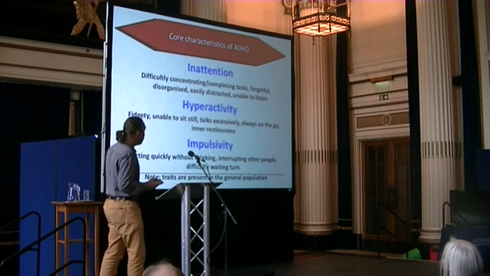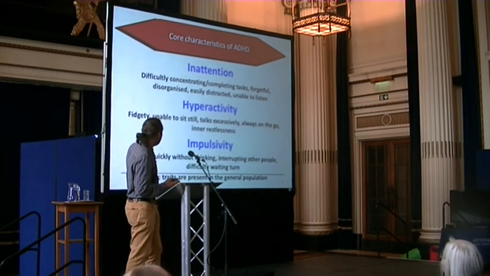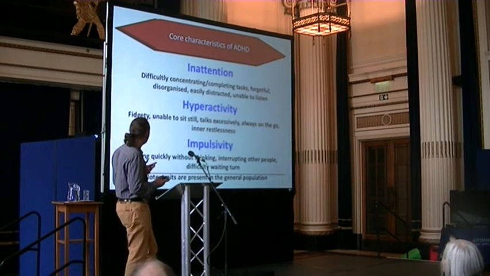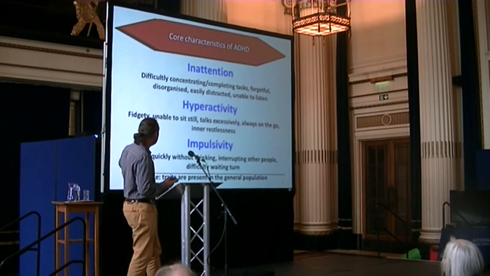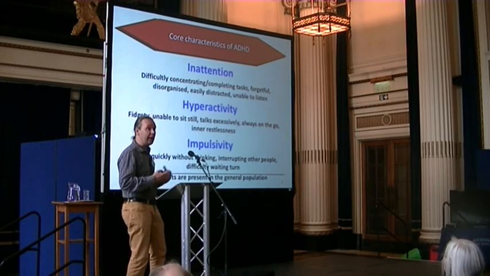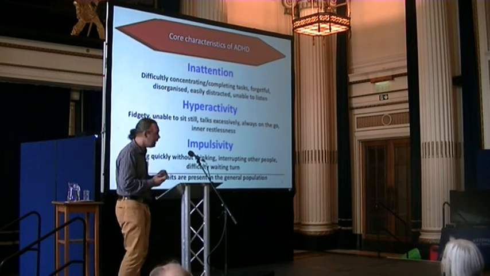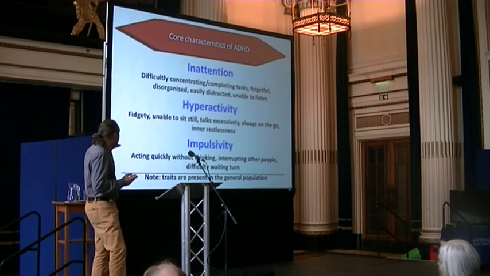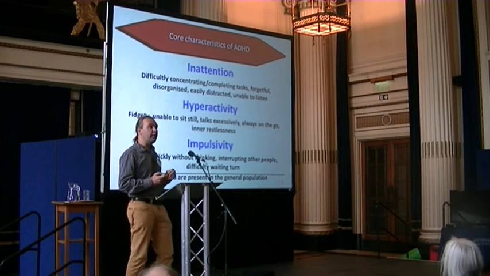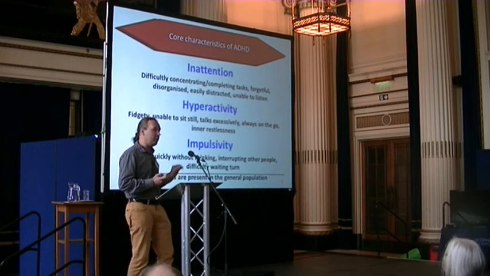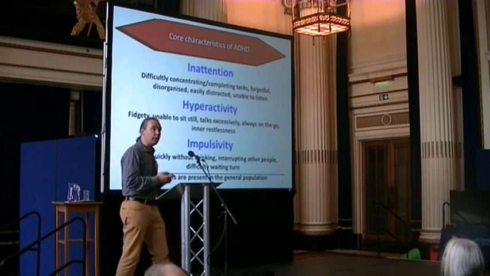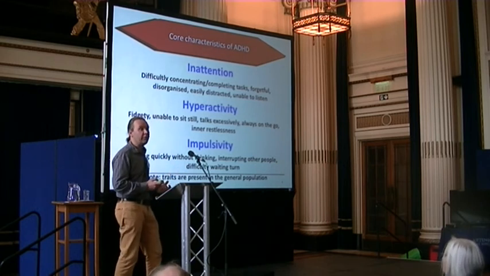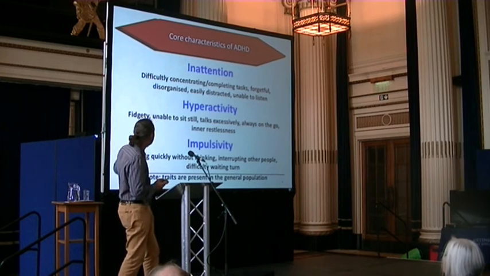So there are 3 core characteristics: inattention, hyperactivity, and impulsivity. Very basically, inattention is difficulty concentrating, being easily distracted. Hyperactivity is being fidgety, unable to keep still. I'm trying to keep still here. Talking excessively, always on the go. And impulsivity is acting quickly without thinking, so, particularly to do with games, you press a button more quickly than somebody perhaps in the general population, interrupting, difficulty waiting turns.